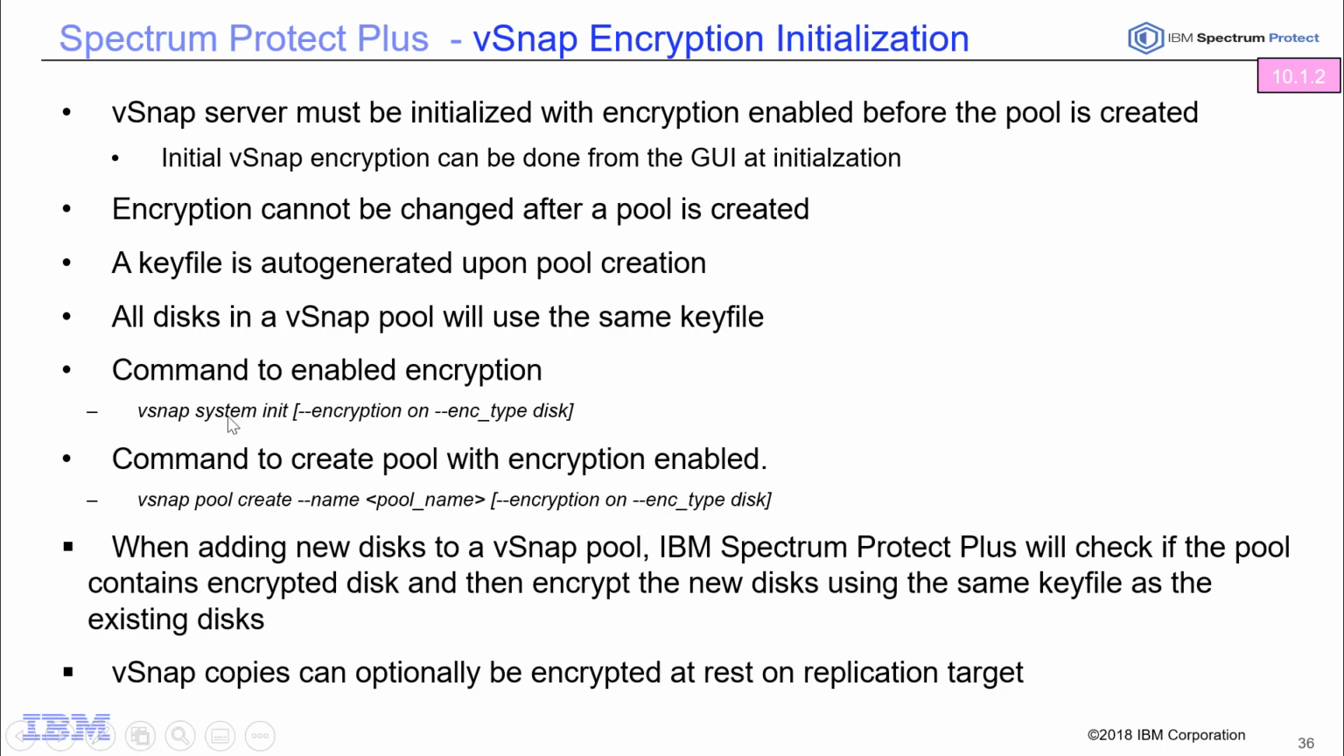So at the time of installation, you can do this: vsnap system init, and then you would do --encryption on. When you add new disk to a VSnap pool, IBM Spectrum Protect Plus will check if that pool contains encrypted disks, and then it'll encrypt the new disks using that same key file that it used for the existing disks. Now, VSnap copies can optionally use encryption at rest on the replication targets. So if you do have that VSnap replicating out to another target, you can turn on encryption at that other target. During replication, that data will be unencrypted, transmitted, and then re-encrypted on the destination target.